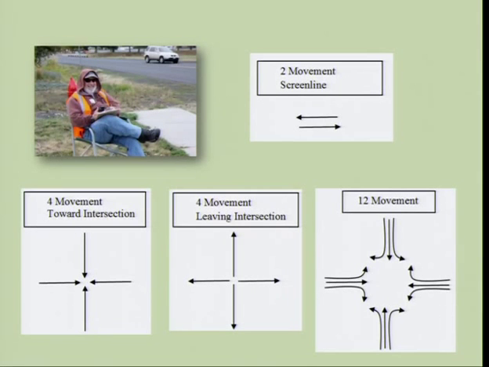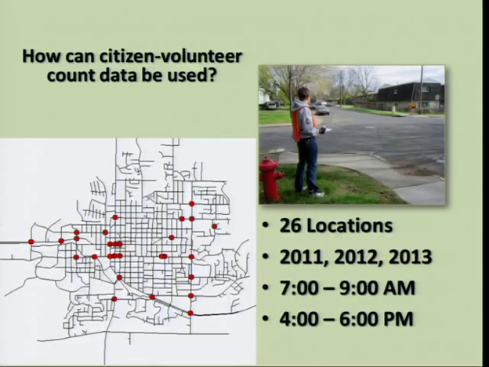But personally, I think that the citizen volunteer count program shouldn't focus on that, but instead focus on this, and I'll explain why here. The question that was posed to me: how can citizen volunteer count data be used? Well, let's hear some ideas. What do you think? Think about this. You have people who are trained, but they're not professionals. They're on the street corner. They've counted for 2 hours. What are we going to do with that data?